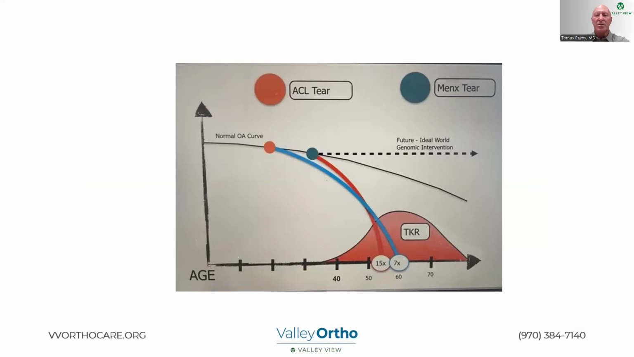And what this graph shows is as we get older, age is down here on this x-axis. And here's a normal. OA is osteoarthritis. And what we would like is this to go straight across, where nobody ends up in this bell curve, which is total knee replacement, TKA. But what happens is if you tear your ACL when you're in your 20s, you're about 7 times more likely than the general population to require a knee replacement when you get into your 60s. And if you tear your ACL and the meniscus, that goes up to 15 times. So those injuries really have an impact on the long-term function of the knee.